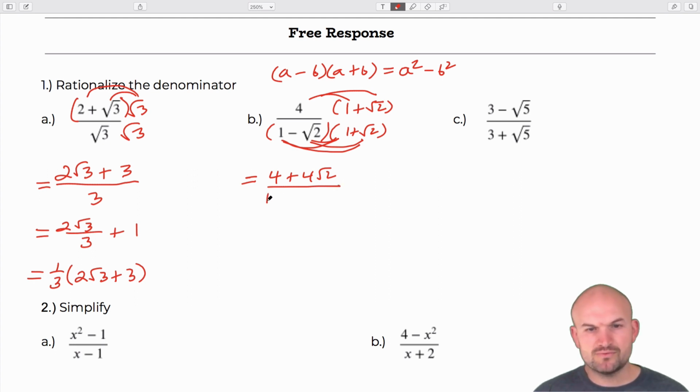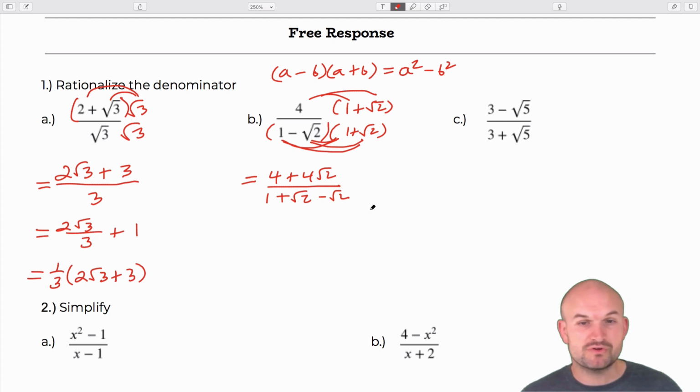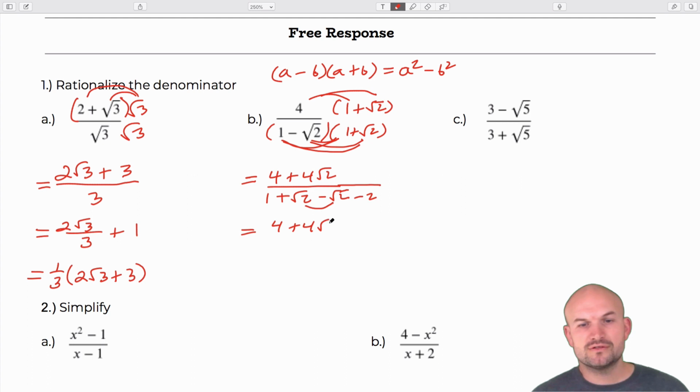So 1 times 1 is 1, plus 1 times the square root of 2. Negative square root of 2 times 1 is going to be a negative square root of 2. And negative square root of 2 times positive square root of 2 is just going to be a negative 2. So what you can see is these middle terms actually simplify out. So therefore, I'm left with 4 plus 4 square root of 2 all over 1 minus negative 2, which is just a negative 1.